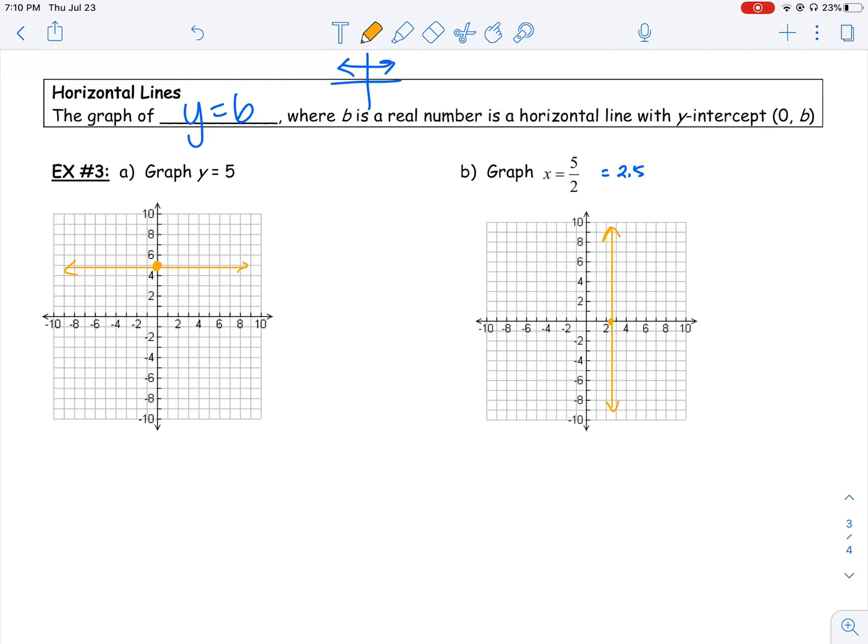So anytime I have a y equals number, it's a horizontal line. And if I have an x equal to a number, it's going to be a vertical line wherever it touches the x-axis. Make sure that you can practice graphing all different types of lines: horizontal, vertical, any type of linear equation.